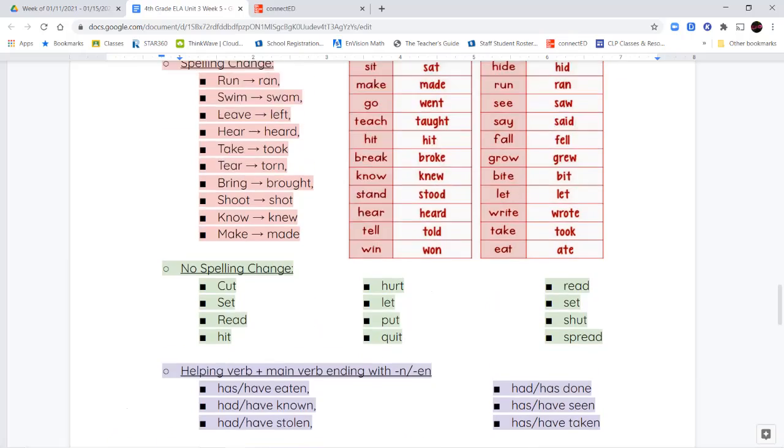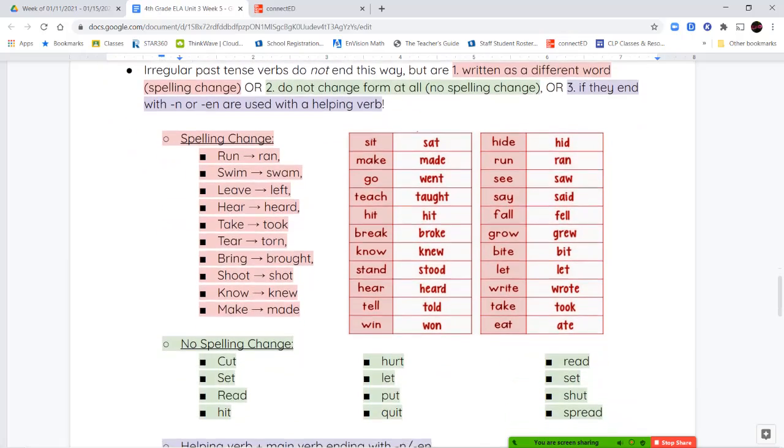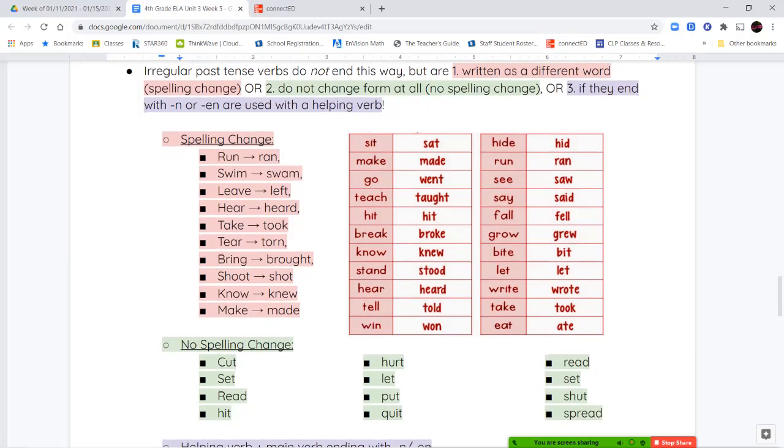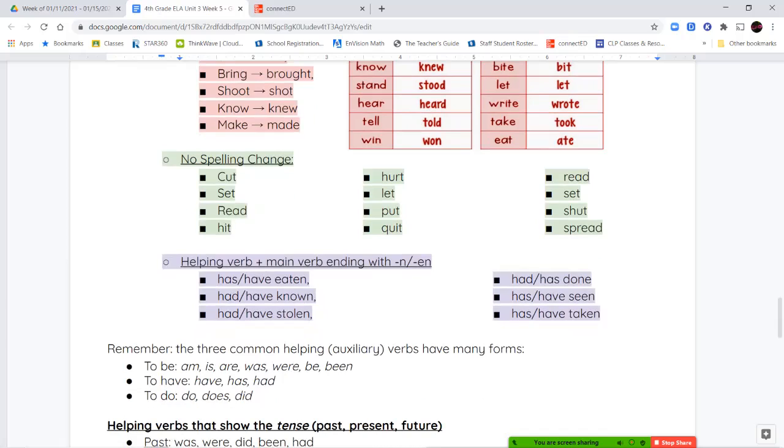So all of these are the regular ones we already know, they end with ed. These are some of the irregular verbs and how to change it into an irregular past tense verb. So either we change the spelling where the whole word changes, we change nothing at all, or we add a helping verb and N or EN onto the main verb.